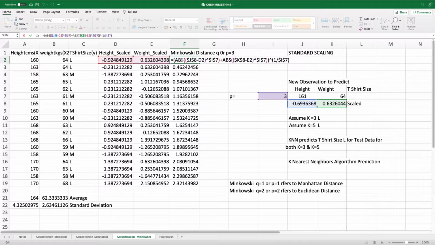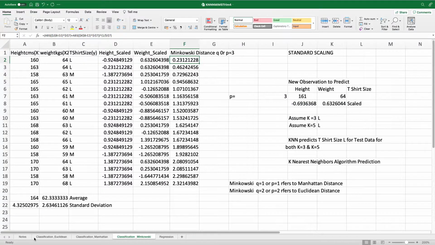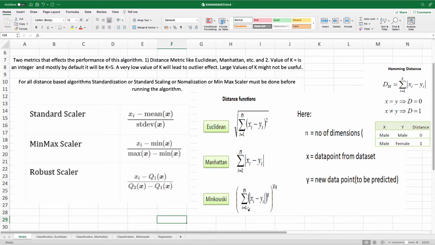You always have to give more than 2. Don't give 1 or 2 in Minkowski, because it will give you the other result only. So Minkowski is a distance methodology. The formula is this. This is the formula which we have implemented.